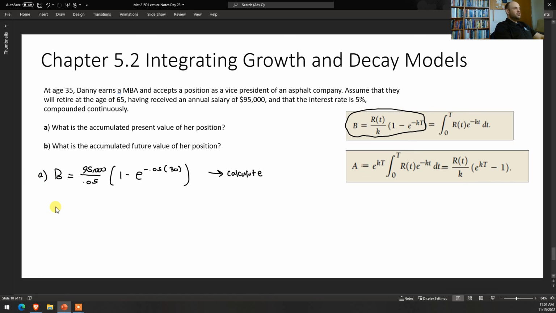Next, let's find the accumulated future value. Again, we can use our constant formula. It's 95,000 divided by 0.05 times e raised to the 0.05 times 30, and then minus 1.